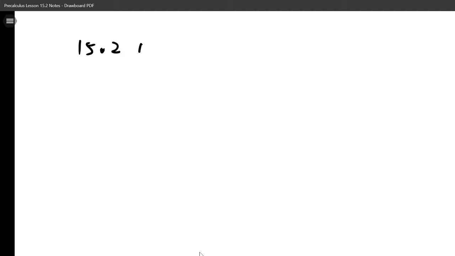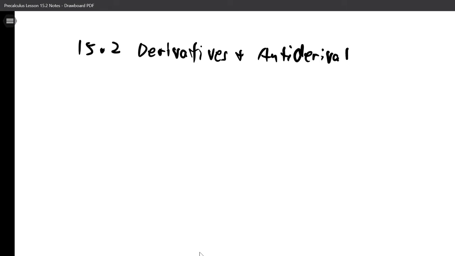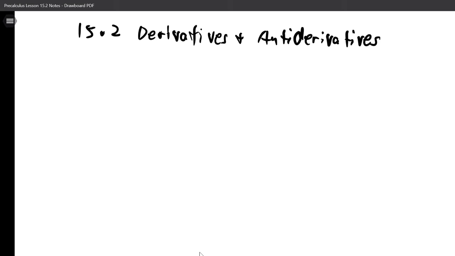15.2, derivatives and antiderivatives. So let's give a little definition of what a derivative is, and then we'll look at how we find it. So, derivative. We could put it something like this.